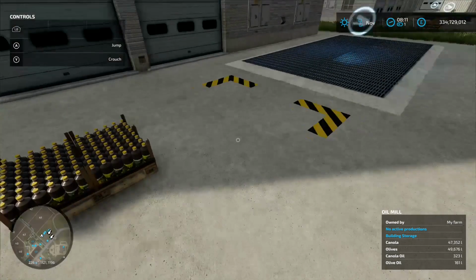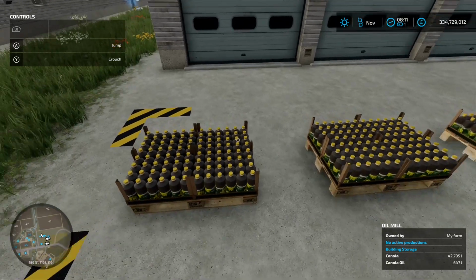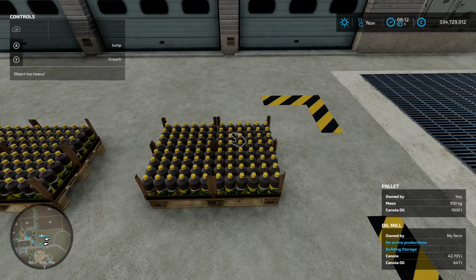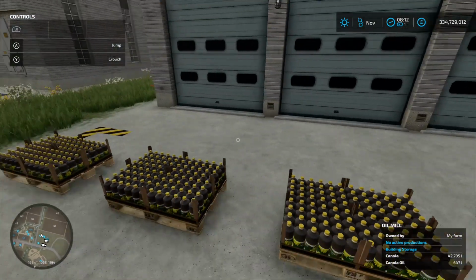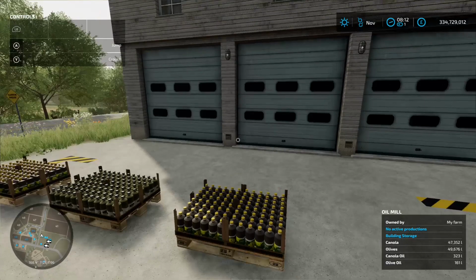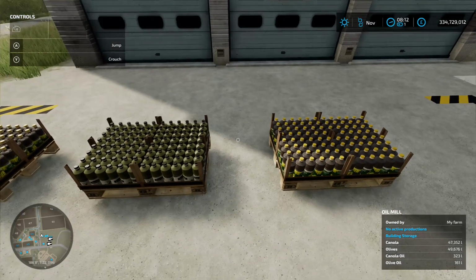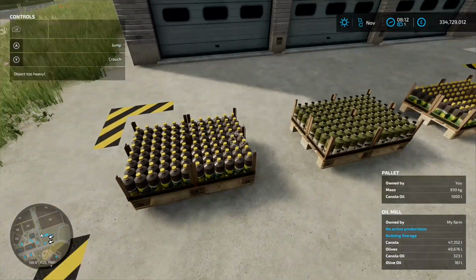Now if we go over to the straight canola oil, we've got a bit of a difference, because we've got 4 pallets here of canola oil, 1,000 litres each, with 647 left in the bank, so to speak. So that's 4,647 canola oil compared to 2,323 if you're running multiple productions. So from the oil mill perspective, yes, you can run two at the same time, but you're not going to get as much out. That's the oil mill one.